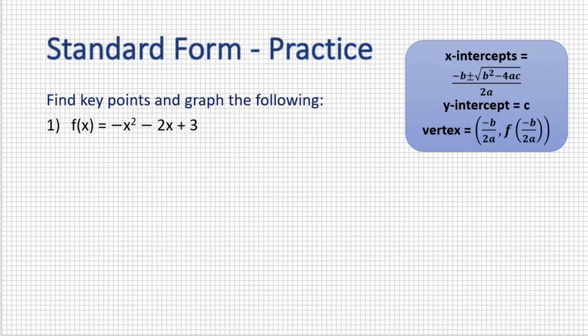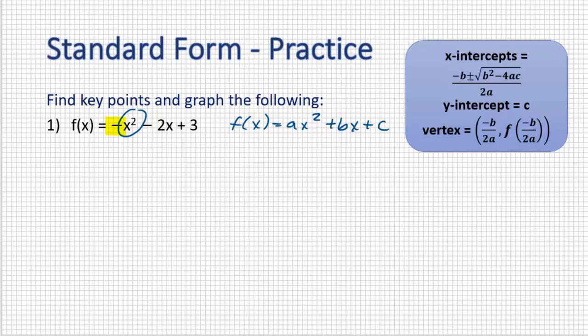Before we even get started, before we even find the vertex, what can you tell about this function? Well, certainly it is a parabola, and it is written in standard form. We know it's a parabola because the highest power that x is raised to is a 2. It's in the form f of x is equal to ax squared plus bx plus c. I also know that this parabola will open downwards, which means that its vertex will be a maximum point. It opens downwards because the value of a, the coefficient of x squared, is a negative value.